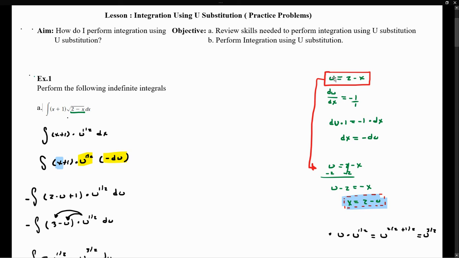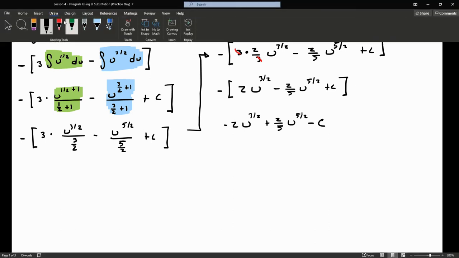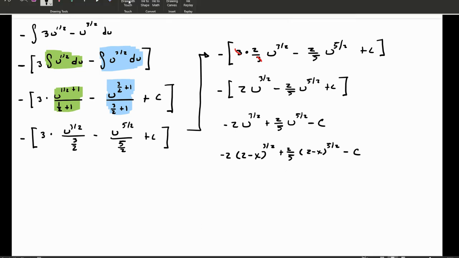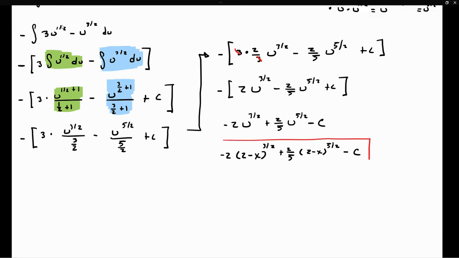So the last thing that we want to do here is remember what u stands for. u was a placeholder for the expression 2 minus x. So therefore, on our final result, every time we see a u, we're going to replace it with 2 minus x. 3 halves plus 2 fifths, 2 minus x, 3 halves minus c. And here we have our result.